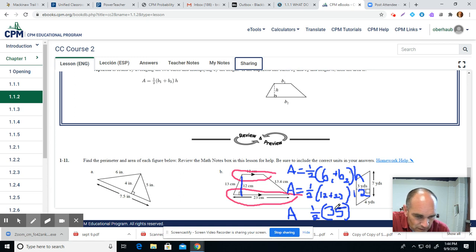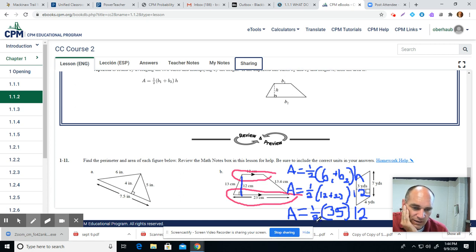So this parentheses is my 35. I still have to multiply 1/2 because numbers next to parentheses mean to multiply. And I still have to multiply this by 12. So I just dropped everything straight down the paper other than I did this parentheses. All right, so now I still got a little bit of math here. I have 1/2 times 35 times 12.